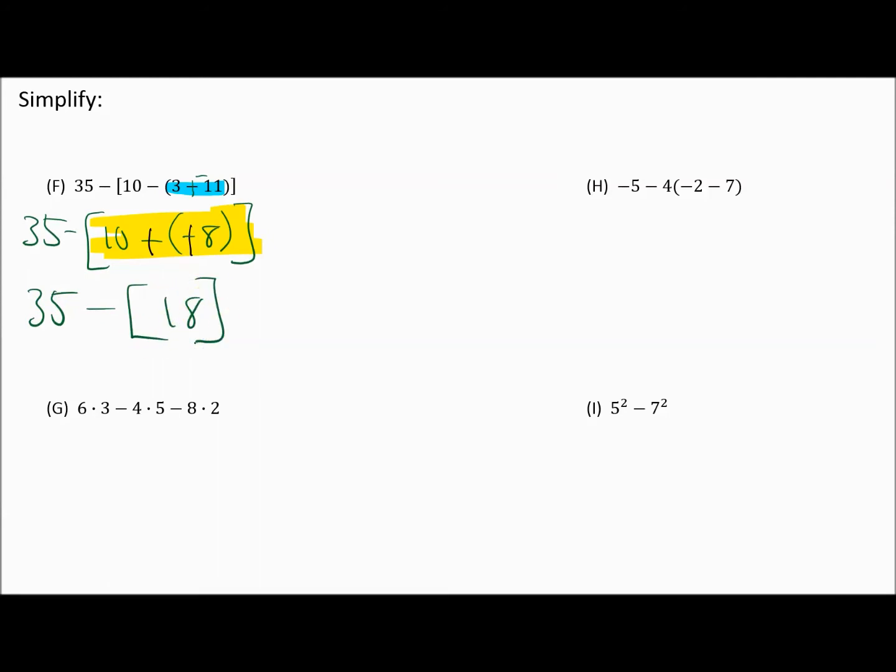Why did I leave the brackets? Well, because they were there. Are they really needed? They're not, because notice this 35 is not right next to the bracket or the parentheses, so it's not multiplication. It's just 35 minus 18, which you know what that means.